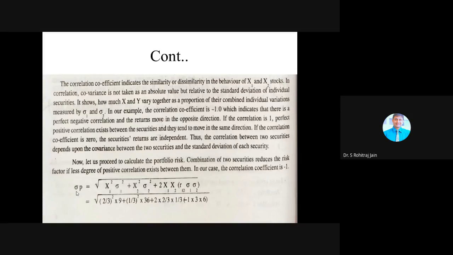Ranjit. Yes, sir. Got it, sir. The risk of the portfolio can be solved using square root of x1 square sigma 1 square plus x2 square sigma 2 square plus 2 into x1 x2, which are the proportion of funds invested in security 1 and security 2, multiplied by correlation coefficient r12 into sigma 1 into sigma 2.